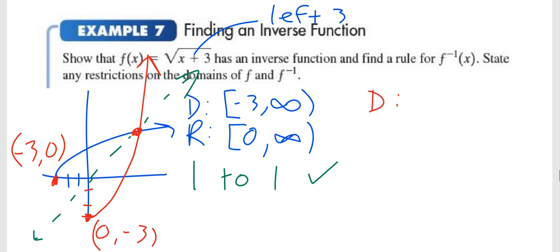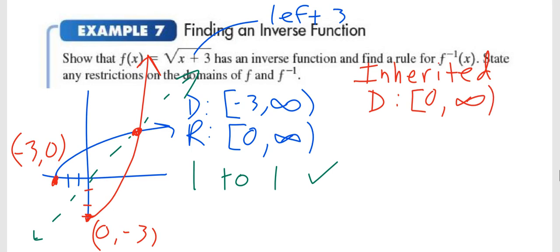What's the domain of the red one? What's the inherited domain of the red one? What did it get from the other one? It got 0 to infinity, right? With a range of obviously -3 to infinity. Yes, they just switched.